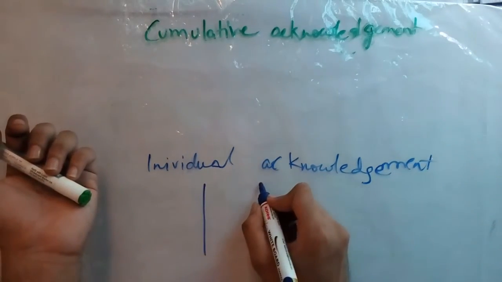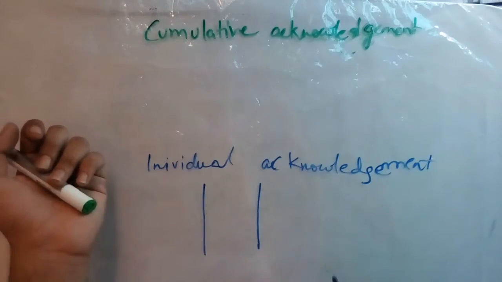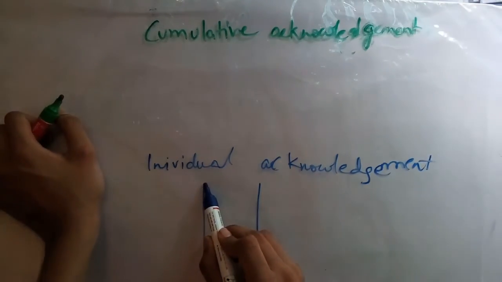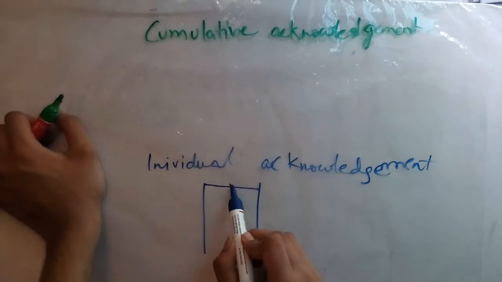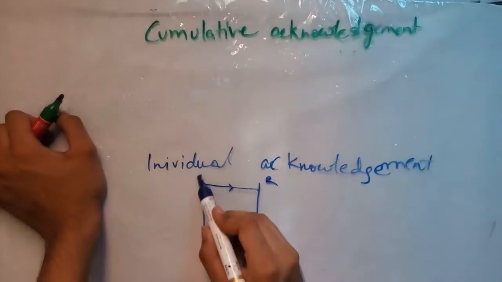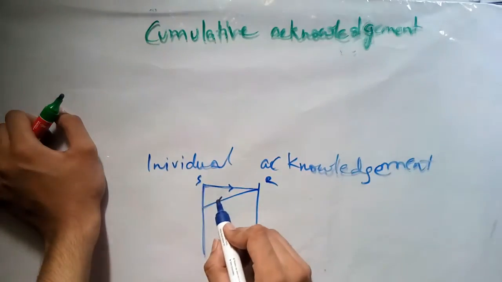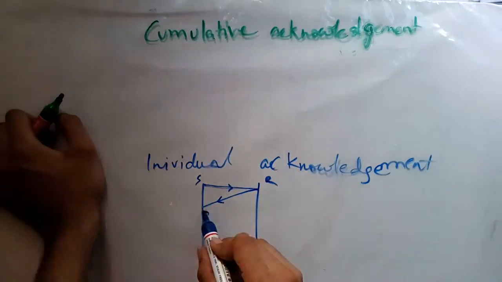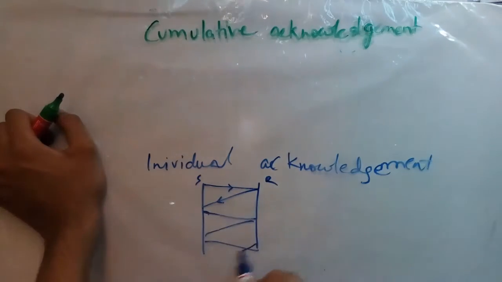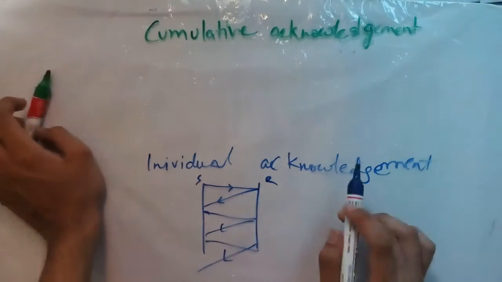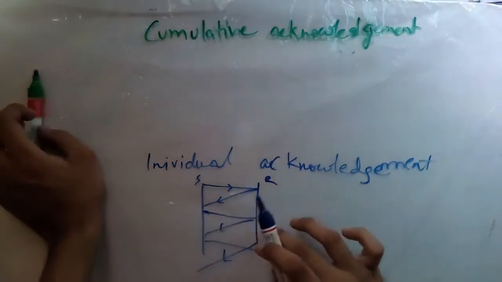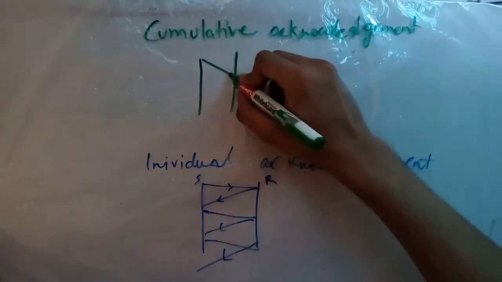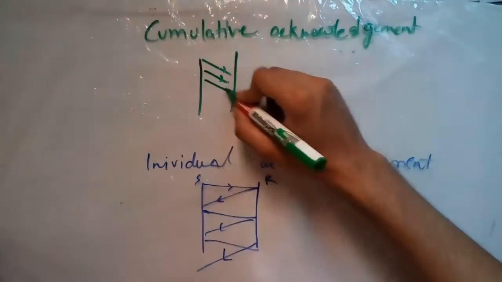We had seen in stop and wait, it was an individual acknowledgement protocol. In individual, it means that for every packet received by the receiver, the receiver would send an acknowledgement, and it would happen for each and every packet. Packet A, packet B, for every packet an acknowledgement would be sent. This is individual acknowledgement.